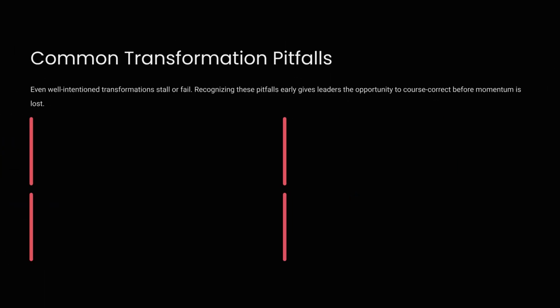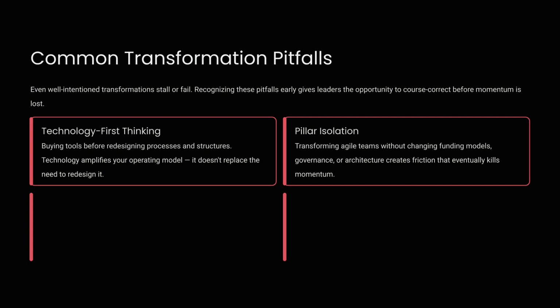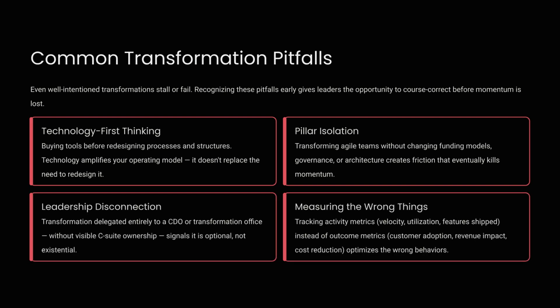Watch out for common pitfalls. Avoid technology-first thinking and pillar isolation. Transformation delegated without C-suite ownership risks failure. Finally, measuring activity metrics instead of outcome metrics optimizes the wrong behaviors.